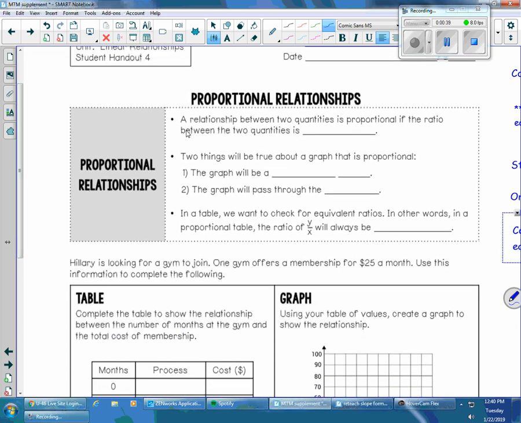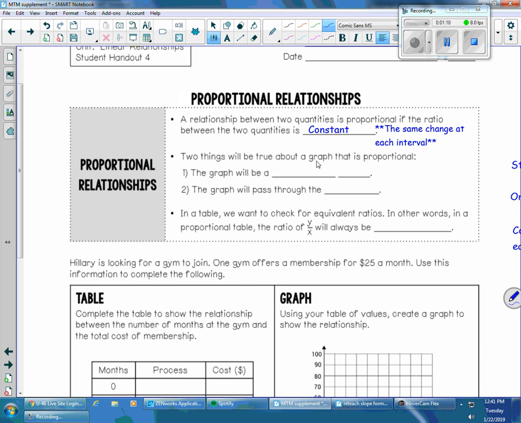So first of all, a relationship between two quantities is proportional if the ratio between the two quantities is constant. What does the word constant mean again? It means it's going to be the same. It's going to be the same amount of change at each interval. Remember we said slope was the ratio of the change in y over the change in x, so it's going to be the same ratio or the same slope throughout for it to be proportional.